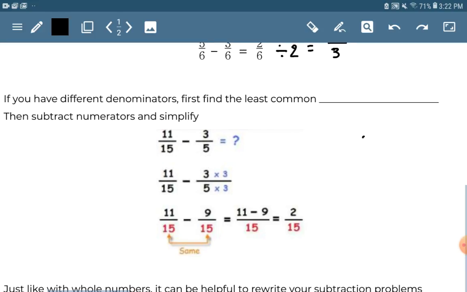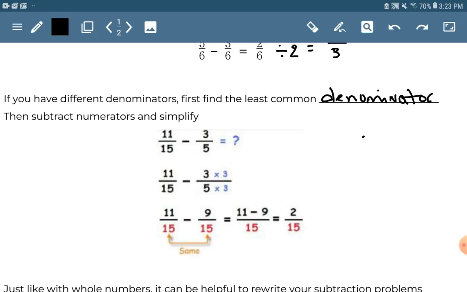There will be several times where you are not given a common denominator. You have different numbers on the bottom. In this scenario, the first thing you're going to do is find a least common denominator. Once you find a least common denominator, the rest of the steps are the same. You subtract your numerators and simplify.